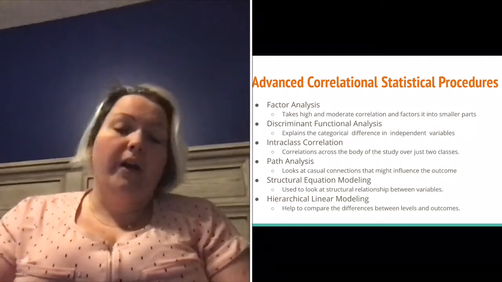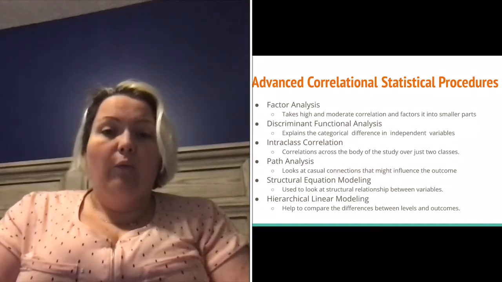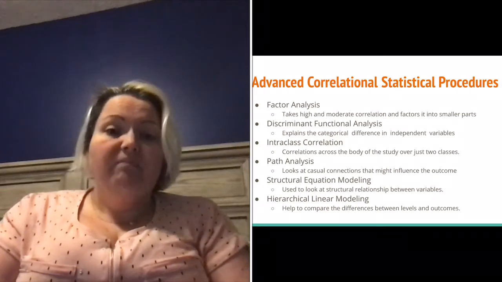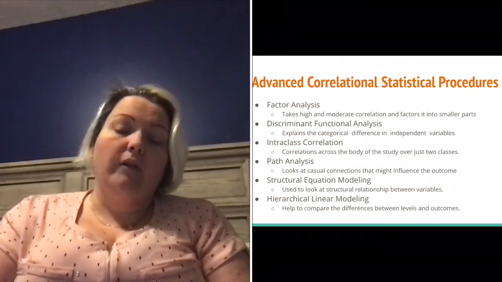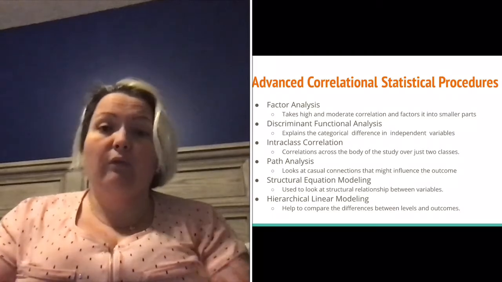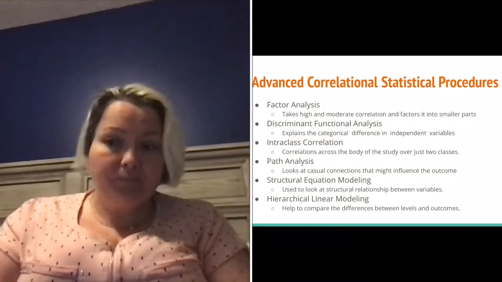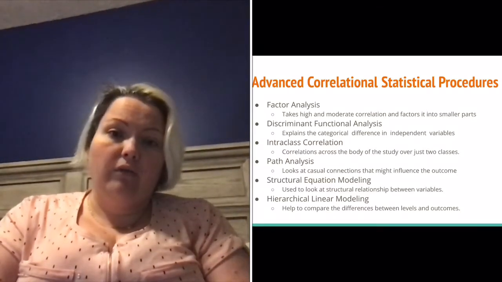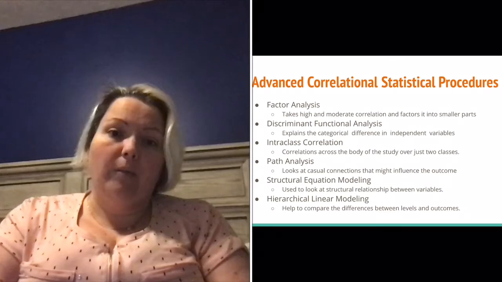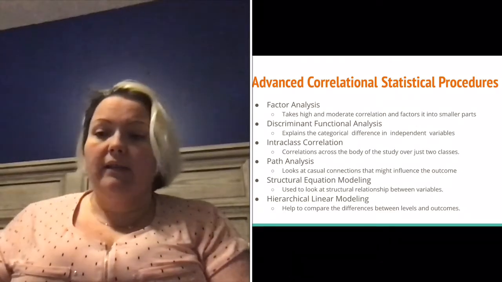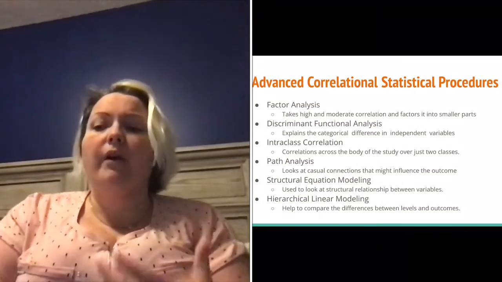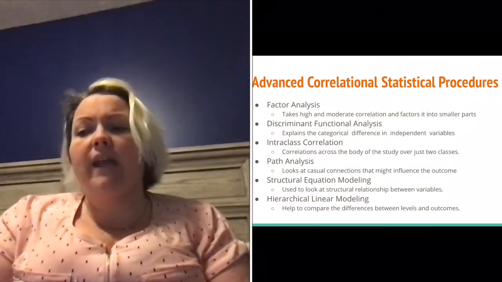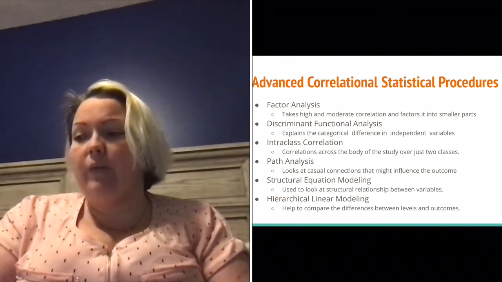So if we were to divide a group of 100 people, we would divide that group into, say, 70-year-old little old ladies, 20-something young single women, and 30-year-old bachelors that all have cats. To give us a better understanding of how to divide those up so we can do some more of the regression analysis. The second part is discriminant functional analysis, which explains the categorical differences in independent variables.